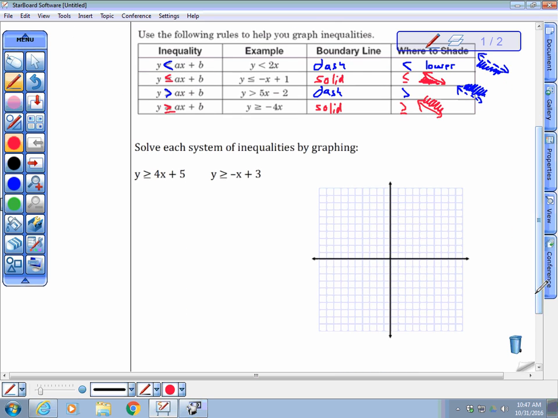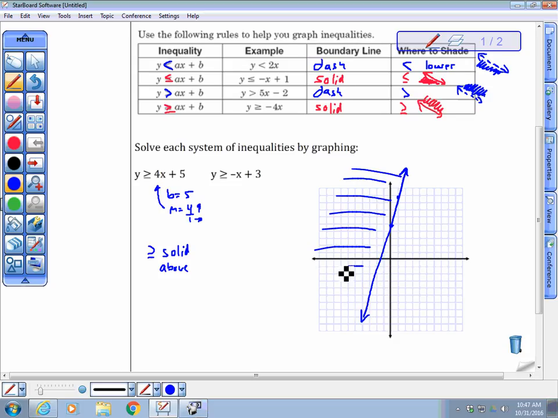So let's put that into play. First problem, we will look at the b value, and that's going to be 5. So we put a dot at 5, and then we will look at the slope, and that is going to be 4, which is 4 on top, 1 on the bottom. That means up 4, right 1. So if we go up 4, right 1, there's our dot. It's going to be a solid line, and it'll be shaded above.